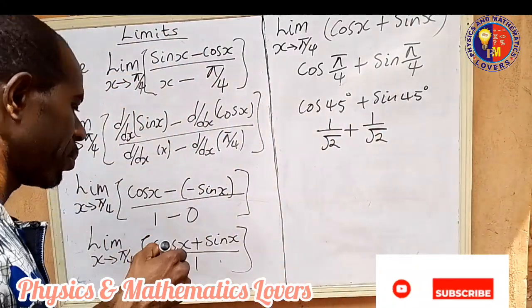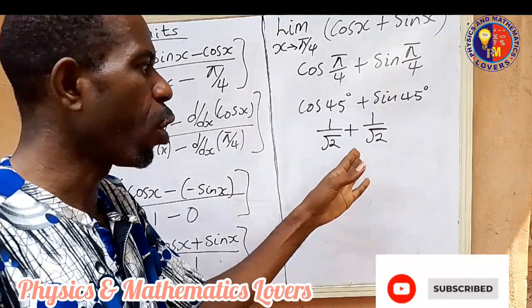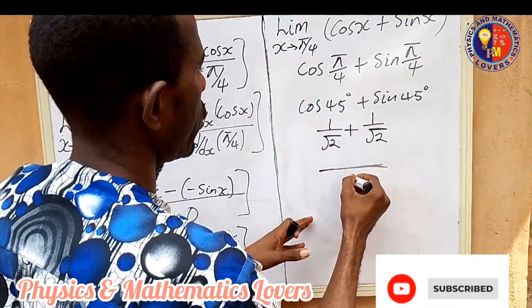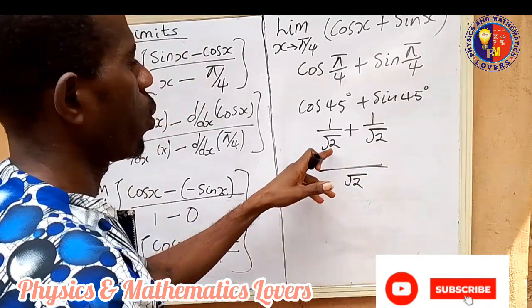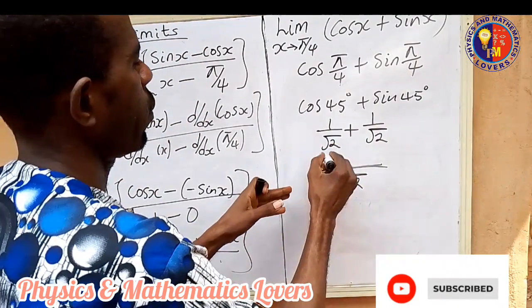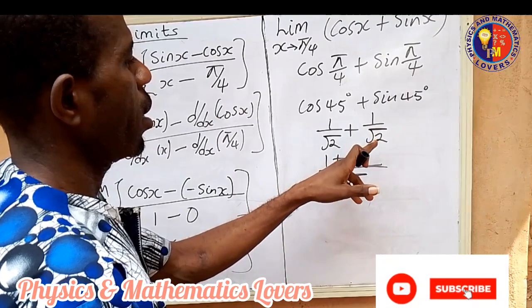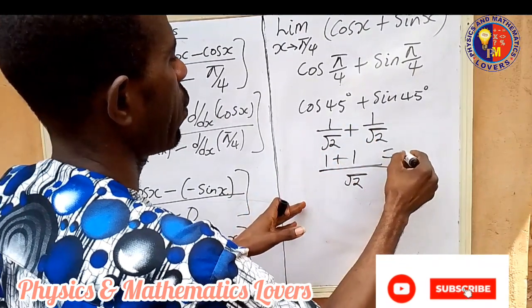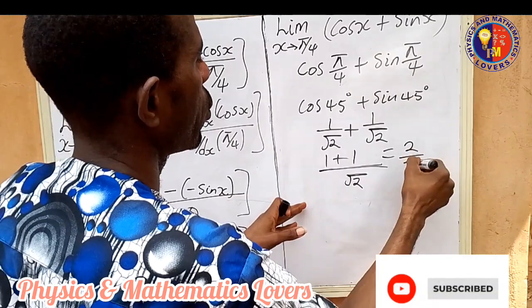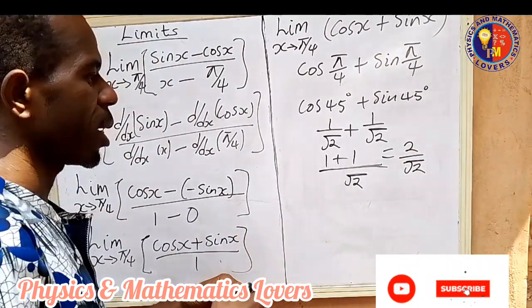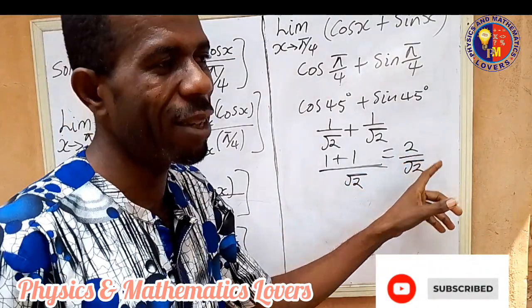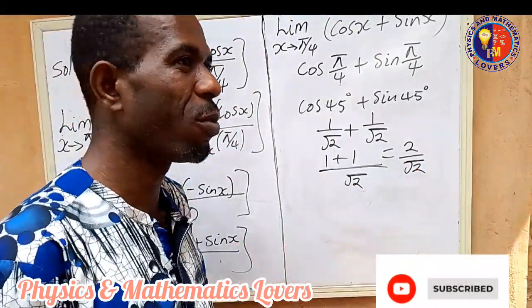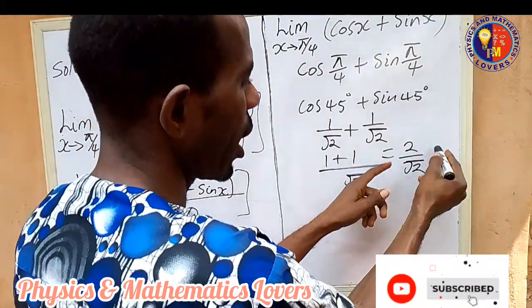Now you can rationalize, or let's find the LCM at once. The LCM is root 2. Root 2 goes into the first term 1 time, and 1 times 1 is 1, plus the second term, also 1, which gives 2 all over root 2. We cannot accept the answer in surd form with a root in the denominator. So we have to rationalize now.